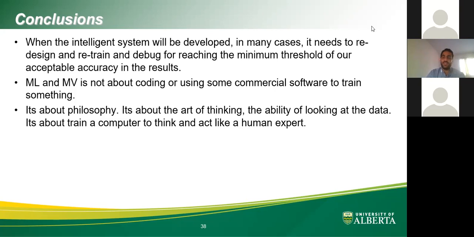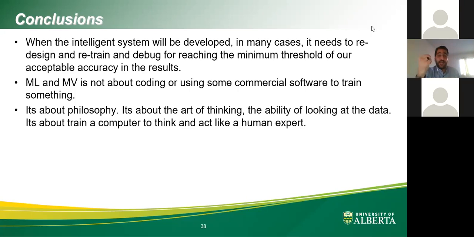The last two conclusions are the most important points in the presentation. I didn't talk about coding. I didn't talk about using commercial software, okay? Machine learning and machine vision is not about coding. Every undergrad student in a computer engineering department can code everything you want on different platforms. Of course, it's better that you can develop your own code, but machine learning is not about coding. Coding is a minor part, okay?